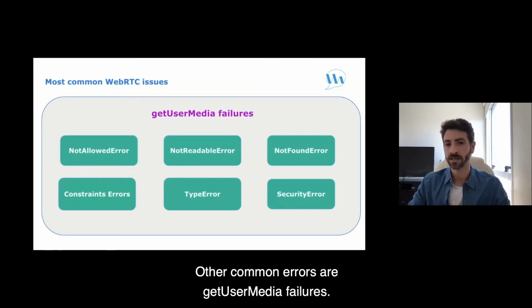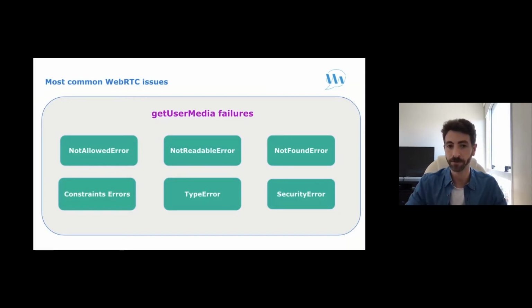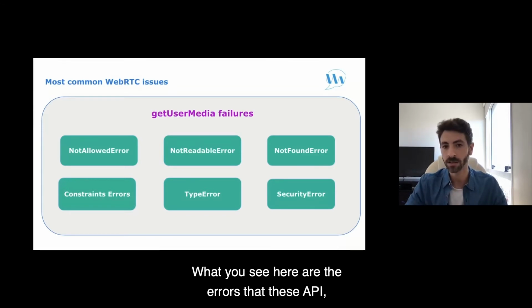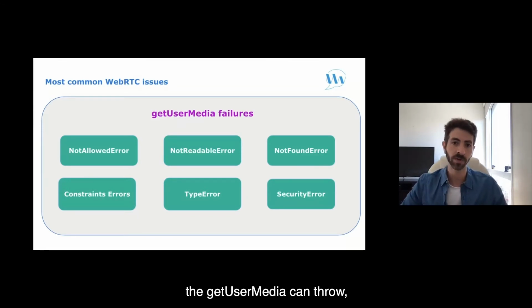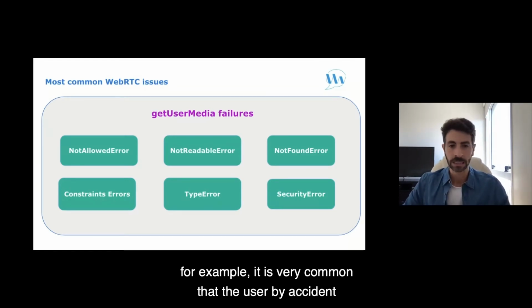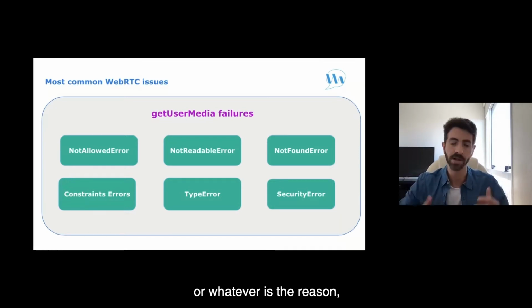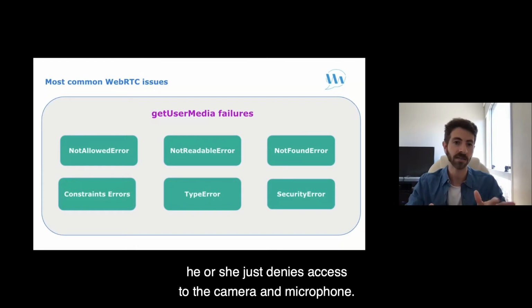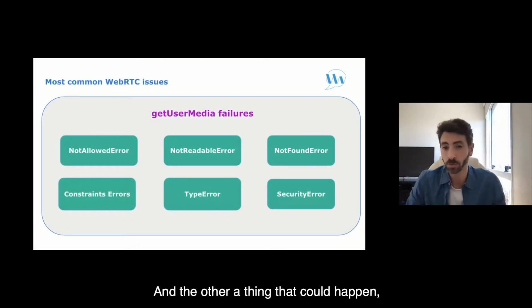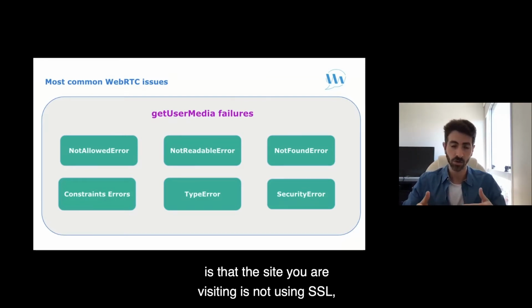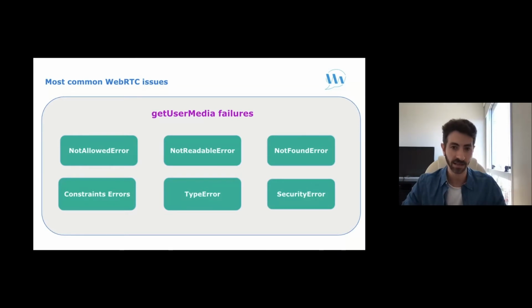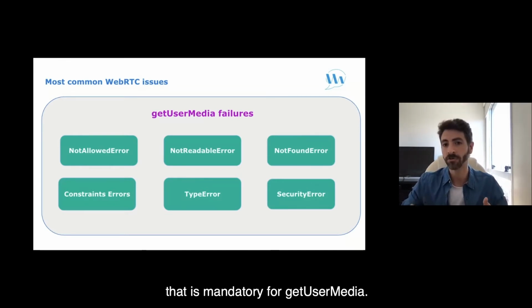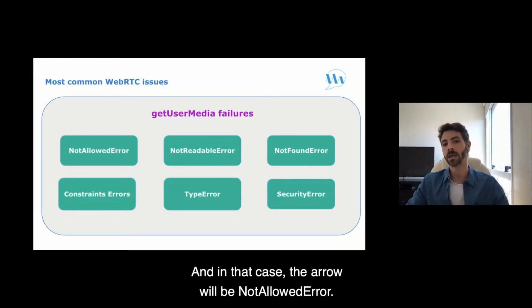Other common errors are getUserMedia failures. What you see here are the errors that this API, getUserMedia, can throw. For example, it is very common that the user, by accident or whatever is the reason, just denies access to the camera and microphone. This is very common. And the other thing that could happen is that the site you are visiting is not using SSL. That is mandatory for getUserMedia. And in that case, the error will be NotAllowedError.